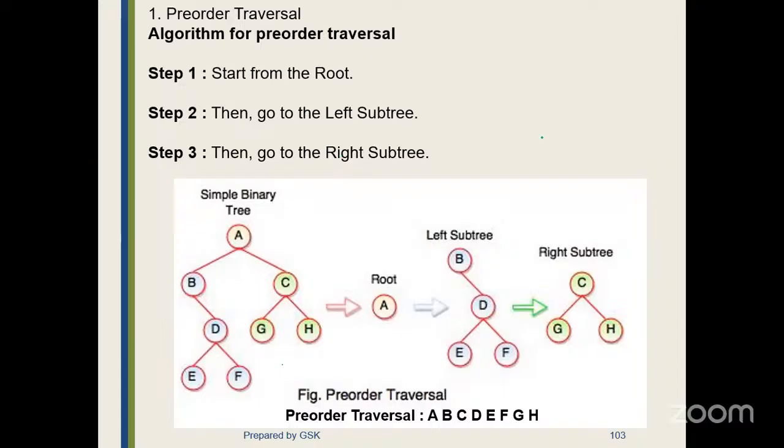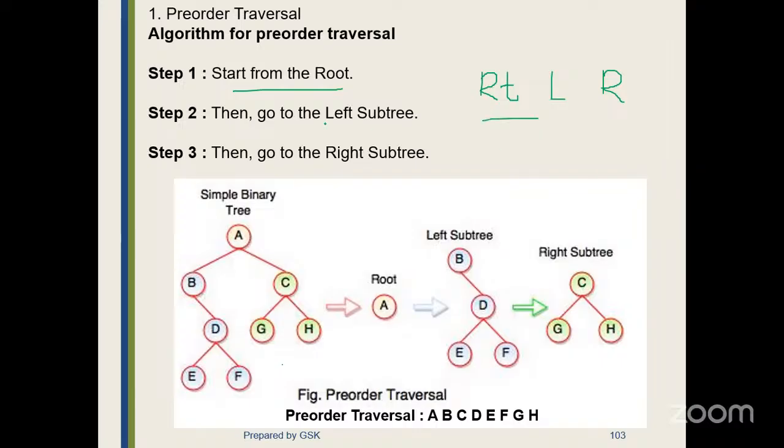Now, what is pre-order traversal? The algorithm for the pre-order traversal is: start from the root node. Generally, we are going to visit the nodes like this: root node, RT means root node, left node, and right node.